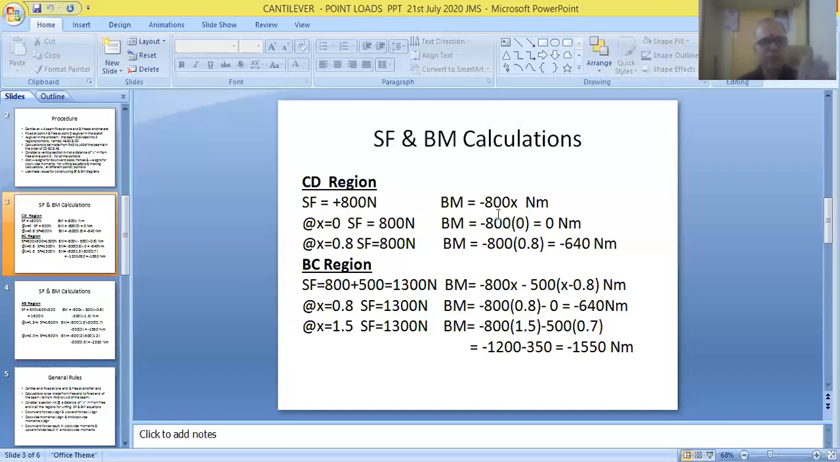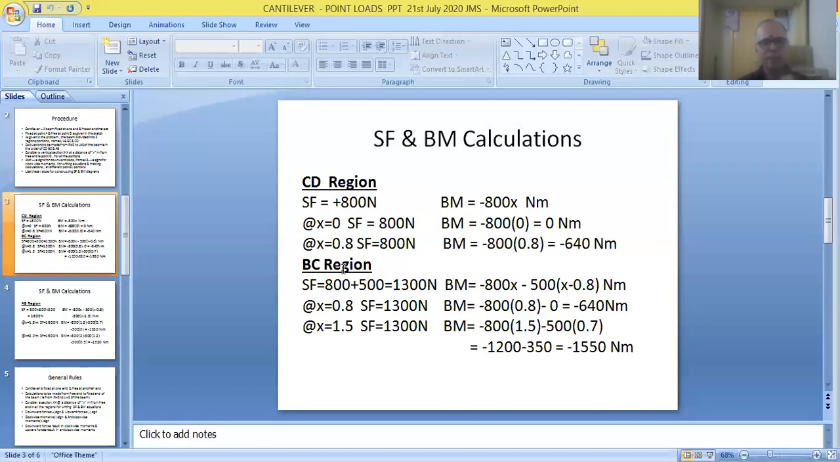So you should not forget the negative symbol, this is the clockwise moment. So you get a negative symbol for all these values. So here this is written as 0 value, and this is written as minus 640 Newton meter. So friends, this is the way of writing SF and BM equations and getting the SF and bending moment values so far as the CD region is concerned.